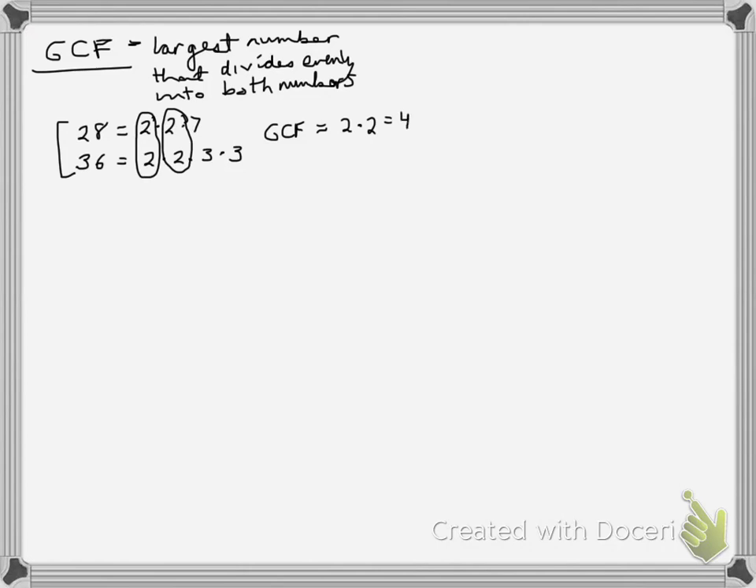So 4 goes evenly into 28 7 times. 4 goes evenly into 36 9 times. Notice those are the numbers, the leftovers.